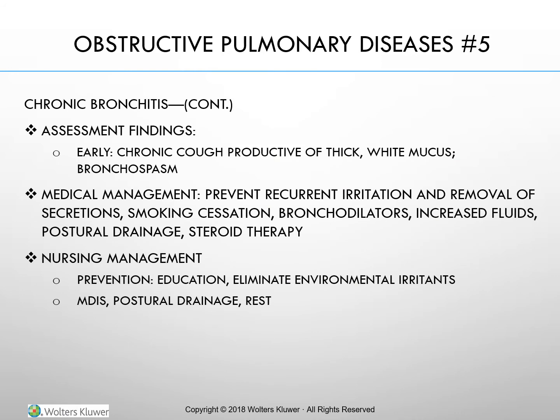The earliest symptom is a chronic cough, production of thick white mucus, especially when rising in the morning and in the evening. Bronchospasm may occur during severe bouts of coughing. Acute respiratory infections are frequent during the winter months and may persist for at least several weeks. As the disease progresses, the sputum may become yellow, purulent, copious, and blood-streaked after paroxysms of coughing.